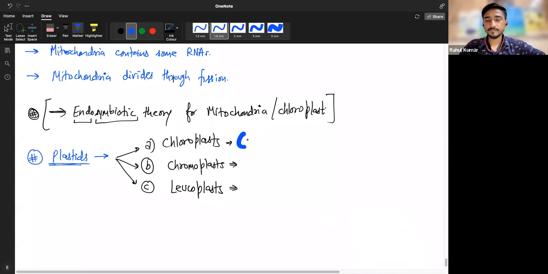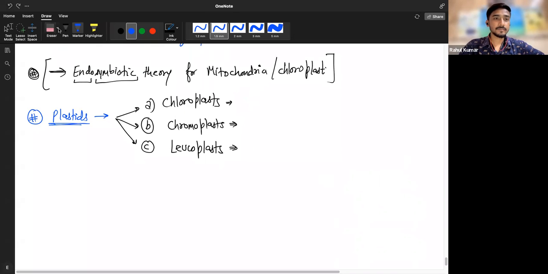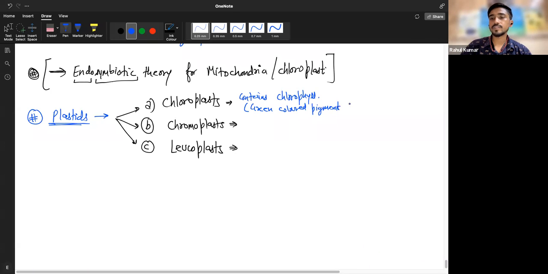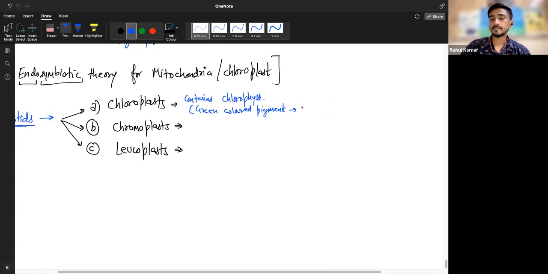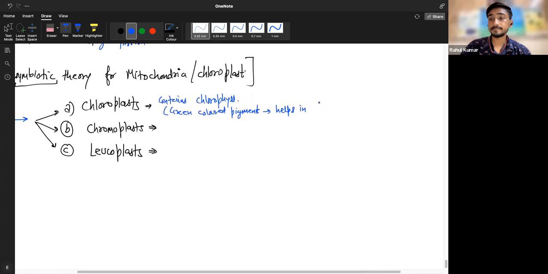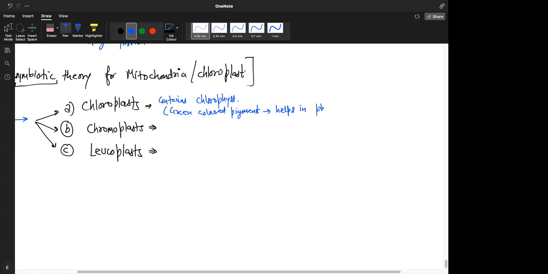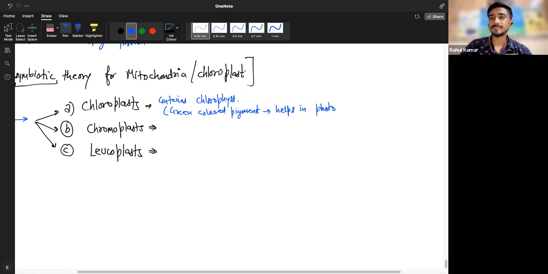Chloroplast, write down. Chloroplast contains chlorophyll, which is green colored pigment, which helps in which process does it help in? Photosynthesis. Yes. You know what the word photo means? Light. Everything is science.